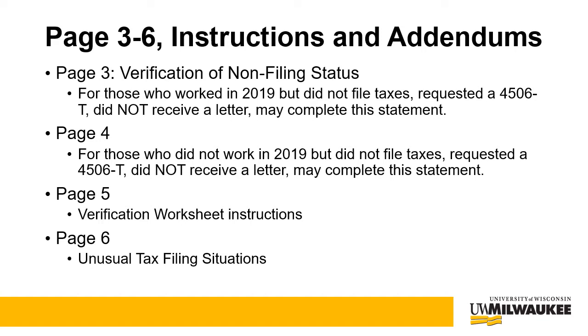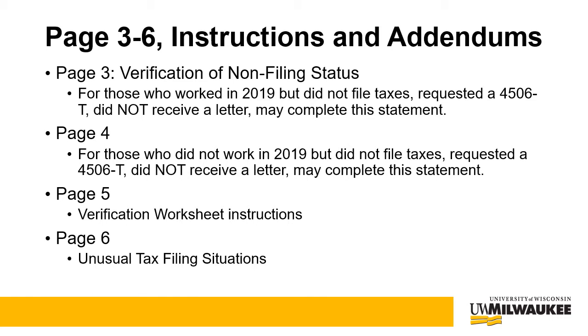Pages 3 and 4 are for individuals who requested this document from the IRS but did not receive a response after waiting 10 days. They may complete this form and turn it in with the verification worksheet explaining how they attempted to contact the IRS to obtain their verification of non-filing letter. Page 3 is for those individuals who had worked in 2019, and page 4 is for those who did not work in 2019. If there was income from work in 2019, W-2s should also be provided.